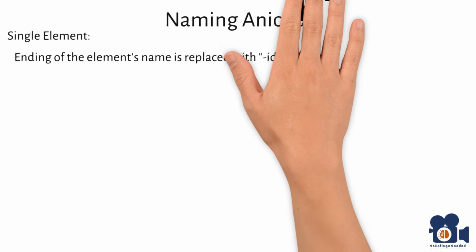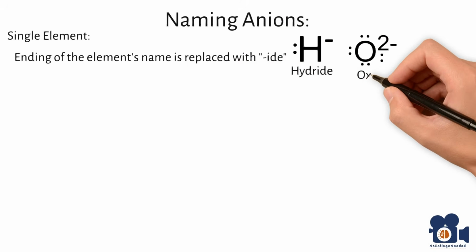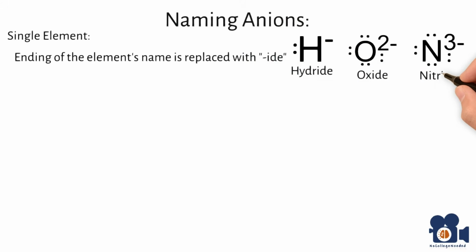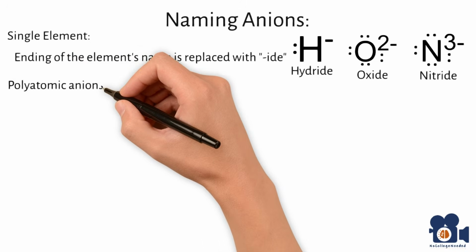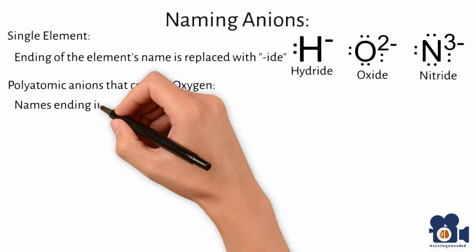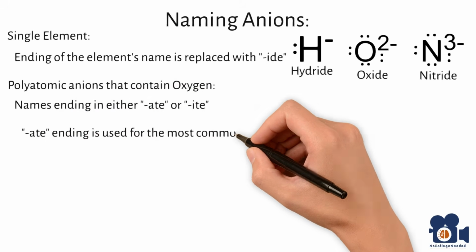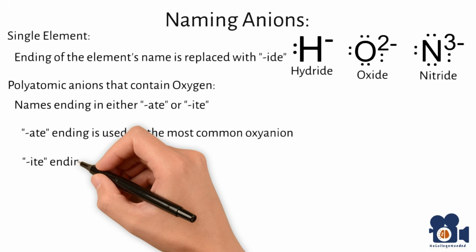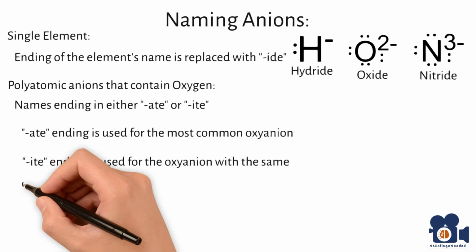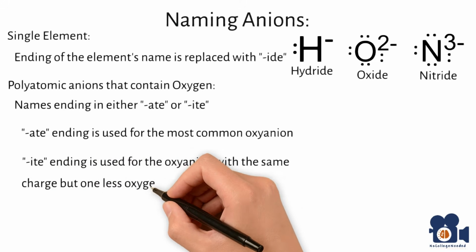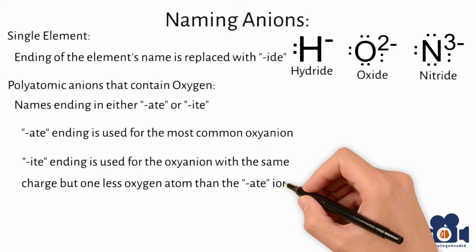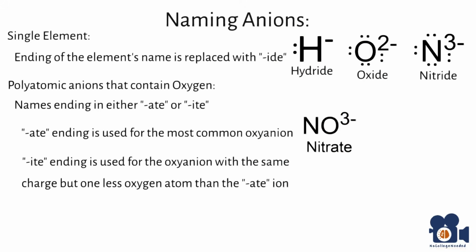For example, H- is called hydride, O2- is called oxide, and N3- is called nitride. Naming polyatomic ions can be more complex, mainly because their naming system was established long ago. Polyatomic anions that contain oxygen have their name ending in ATE or ITE. The ATE ending is used for the most common oxyanion, while the ITE ending is used for the oxyanion with the same charge, but one less oxygen than that of the ATE ion. For instance, NO3- is called the nitrate ion, and NO2- is called the nitrite ion.